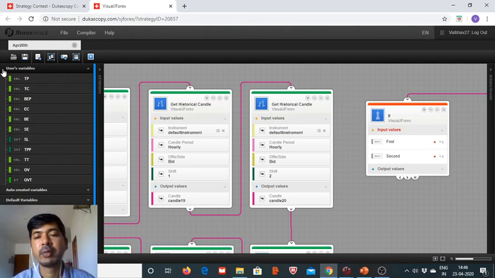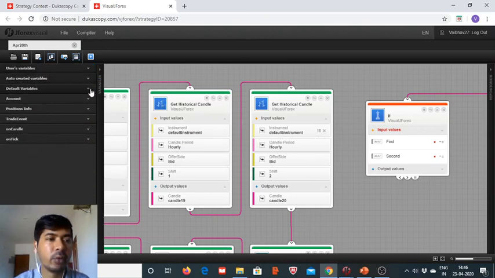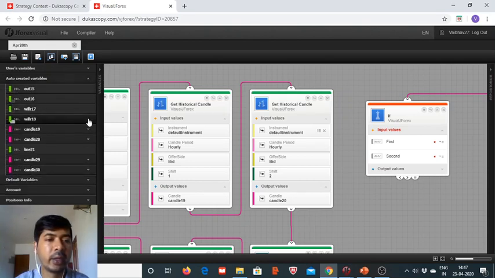So first we need the candle 20 to have closed with gains, and then we need candle 19 to have closed with losses. But not only that, we will be comparing the candle 19's close with candle 20's open value as well. So that condition also needs to be looked at. So we go for the auto created variable, and here we got it.